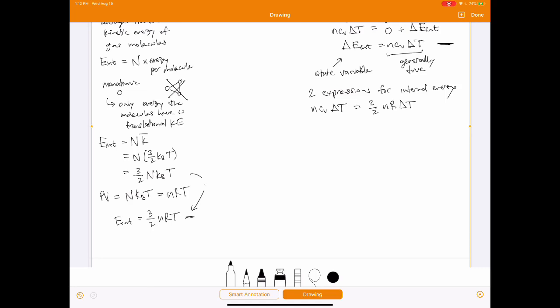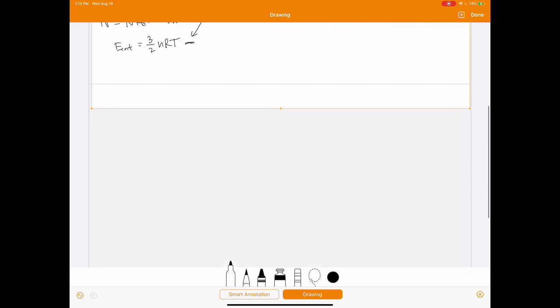Okay? So let's cancel some stuff. n goes away. Delta T goes away. And we're left with C_V equals 3/2 times R. So that's a formula for the specific heat for a constant volume process. But it only applies when we have a monatomic gas, because that's what we assumed over here when we did this derivation. So we proved the first two results that we wanted to prove.